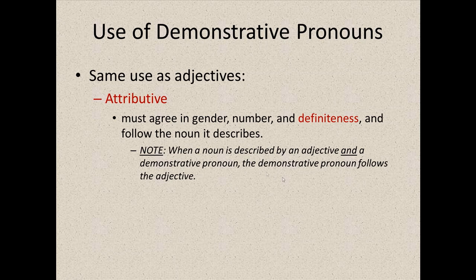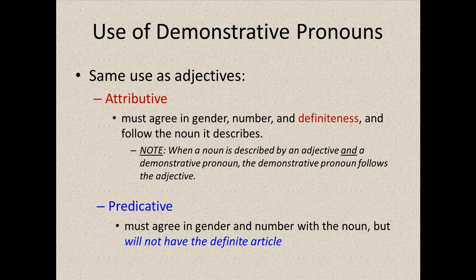Now note here, when a noun is described by a regular adjective and a demonstrative, they both function adjectivally, and the demonstrative pronoun usually follows the adjective. So it'll usually be noun, then adjective, then demonstrative. Again, reading right to left. So just a note there.